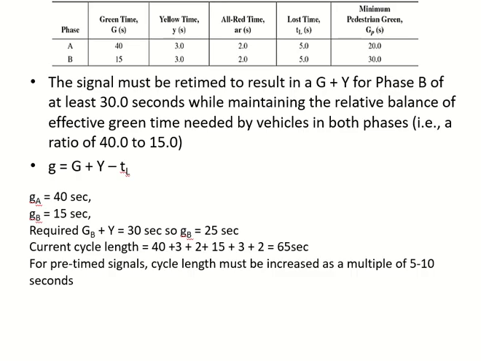In the old time, my cycle length was 65, right? Out of 65, how much for phase A? 40. Then, in the new time, my cycle length is how much? 100. Okay, you get GA. Clear now?